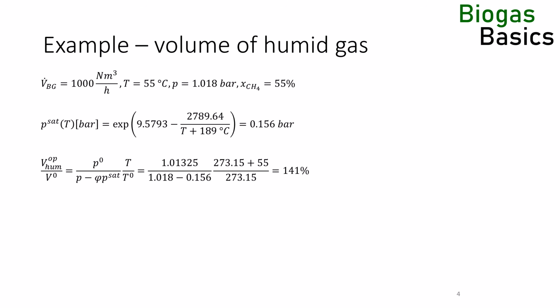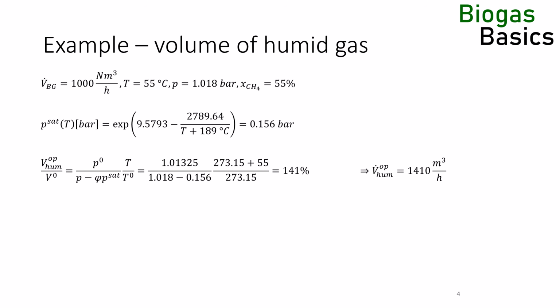This means that the 1000 norm cubic meters per hour flowing from the digester become 1410 cubic meters per hour under operational conditions. This number must be used to calculate the pressure drop in gas pipes, design blowers and pressure relief valves, and assess the storage capacity of gas domes. For example, a gas dome with a storage capacity of 3000 cubic meters can store the gas production of 2 hours 7 minutes, not of 3 hours.